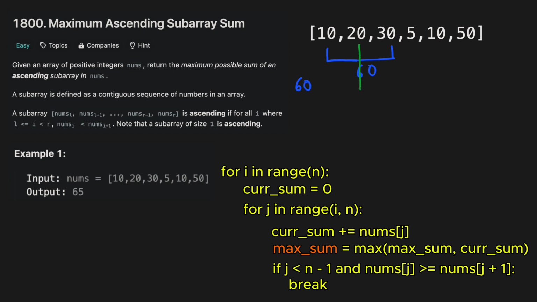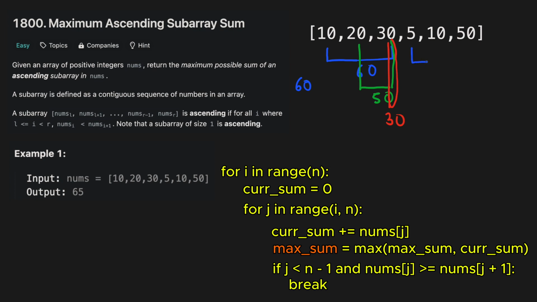Now the next element is 30, which is greater than 20. So we extend our subarray. Then we see 5, which breaks the order again. So we end our subarray here and record the current sum as 50. And our answer so far will be the maximum of 60 and 50, that is 60 in this case. Next, we repeat the same process starting from element 30. But as the next element 5 is not greater than 30, the sum for this subarray is just 30. So we move on to 5 and start a new subarray.